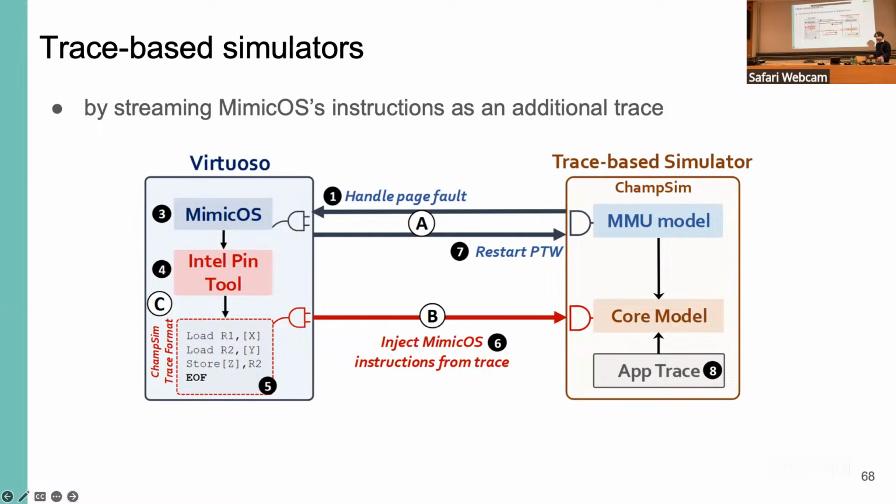It also works with trace-based simulators by streaming MimicOS's instructions as an additional trace. ChampSim is a classic trace-based simulator. It normally just replays an application trace and has no real operating system running in the loop. With Virtuoso, whenever ChampSim's MMU model hits a page fault, it sends that event over to MimicOS on the left. MimicOS actually runs the page fault handler, and they used an Intel Pin tool to record the exact instructions that this handler executes. Those MimicOS instructions are then streamed back to ChampSim as a second trace. The core model simply injects them between application instructions as if the OS code had been part of the original trace. And so ChampSim can now see cache misses, TLB activity and stalls caused by the operating system code, even though it's still just a trace-driven simulator, right?